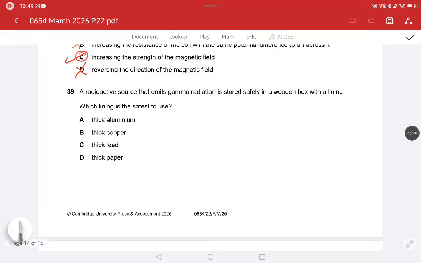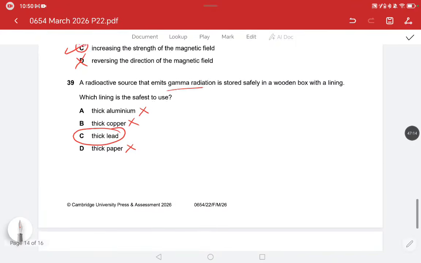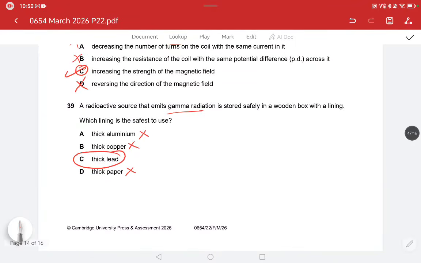So this radioactive source is gamma; thick aluminum will not work, copper will not work, paper will not work. So the answer is thick lead. This will help you. This leads to something else. Since we have no question about this, you have to know many things about them. One of them is that alpha is positive, it has 2 protons, so it has a charge of positive 2, and it has 2 protons, so here is 4.